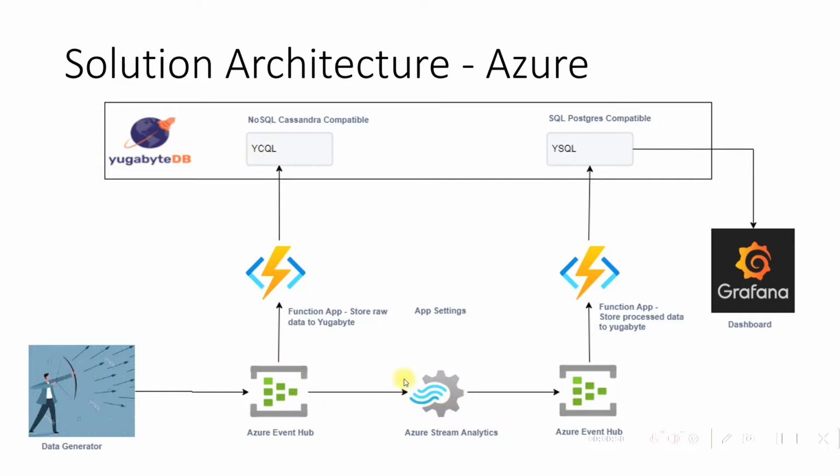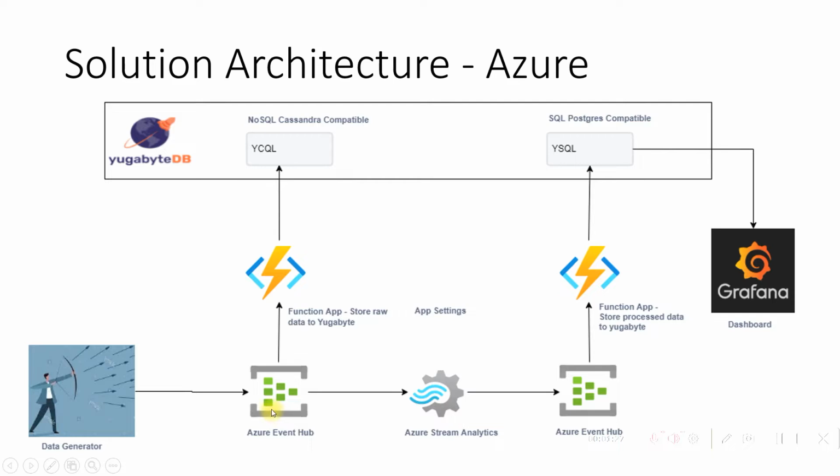At this point, the data is used by Stream Analytics to prepare three levels of analytics, right? One is the overall revenue, another is the revenue per store, and the third is the revenue per store per product. The output is then sent to another event hub. We can call it sink.